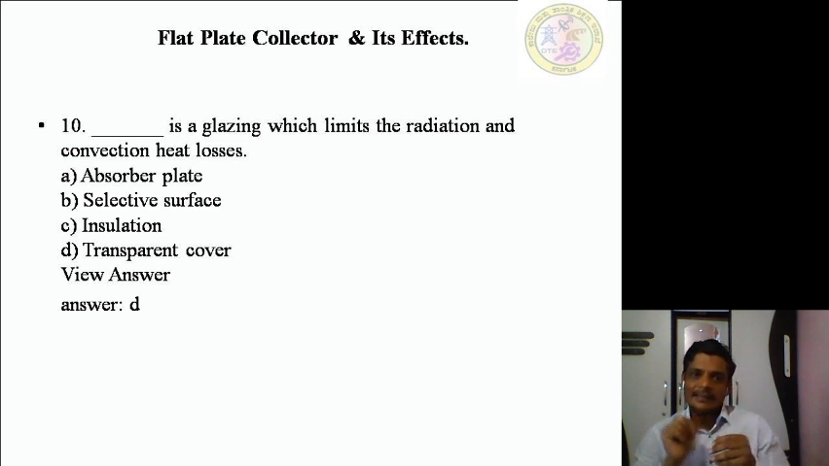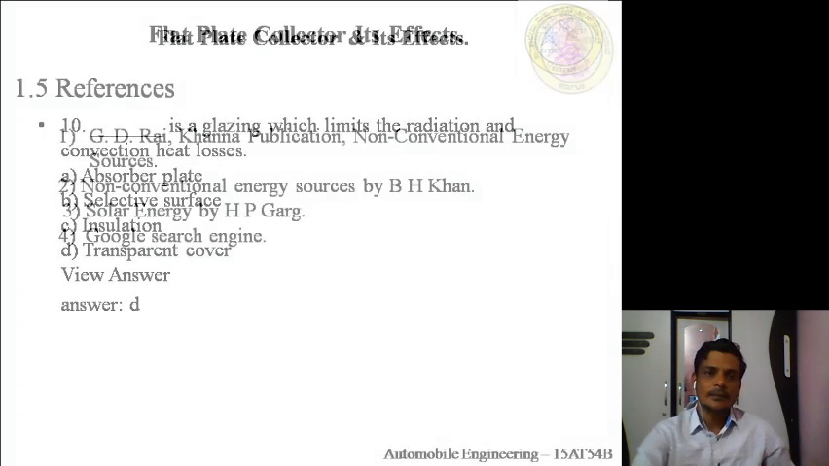Dash is a glazing which limits the radiation and convection heat losses. A, absorber plate, B, selective surface, C, insulation, D, transparent cover. Here the answer is D, because it is a transparent cover.